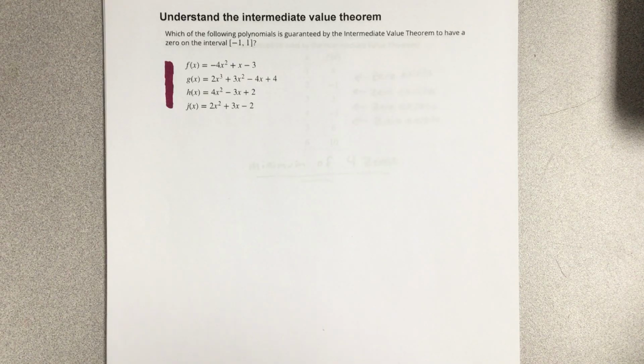In this video, we're going to understand the intermediate value theorem. It says, which of the following polynomials is guaranteed by the intermediate value theorem to have a 0 on the interval -1 to 1? So we're talking about a polynomial, which is a continuous function.